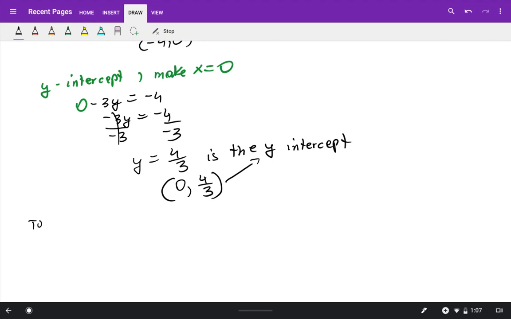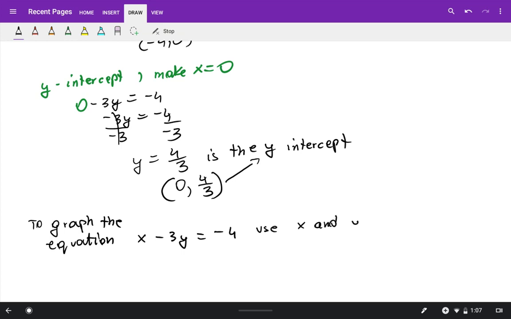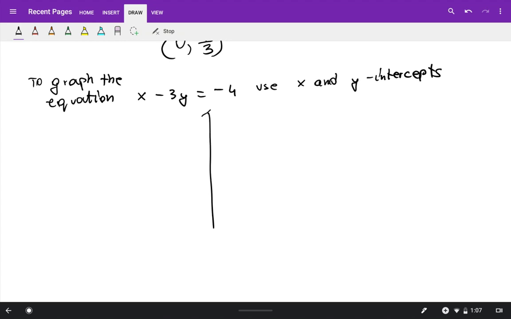So to graph the equation we're working on, which is x minus y equals negative 4, use the x and y intercepts. To graph a straight line, you just need 2 points. So we're going to graph it on the x and y axes: 1, 2, 3, 4, 5, and 1, 2, 3, 4, 5.